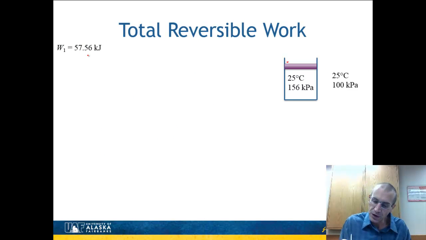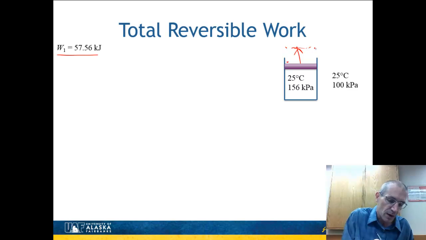All right, so here's the first work that we got. And now we're at 25 degrees Celsius, but we're pressurized at 156. And what we're going to do is remove those stoppers and let this push back, and we'll get some work from it until it goes down to 100 kPa. So what we need to know is how much work it's going to do, how far up here it's going to go, what's V2. And the maximum work we could get would be isentropic expansion.